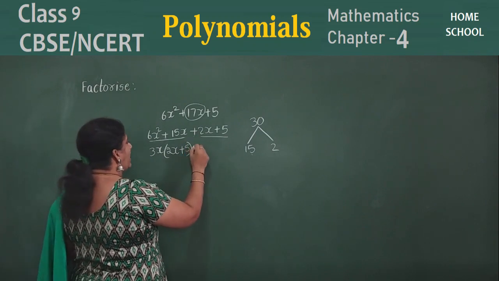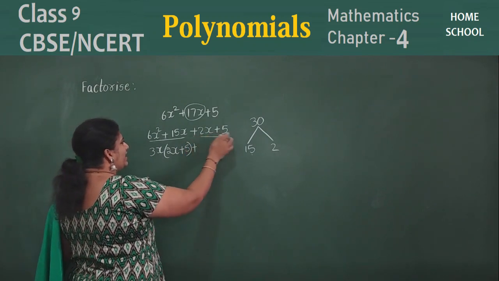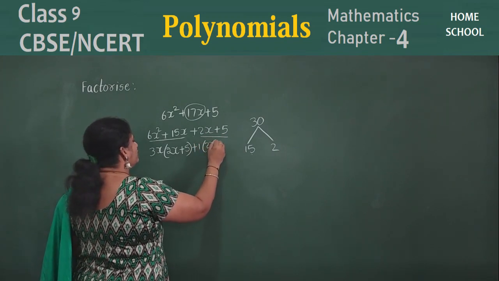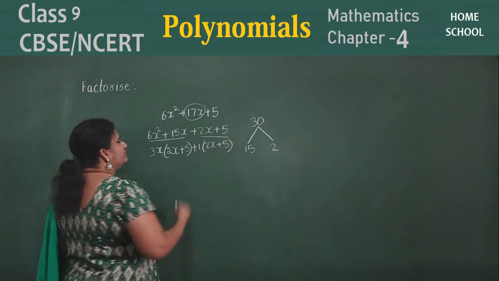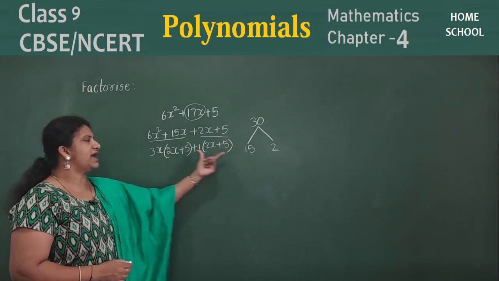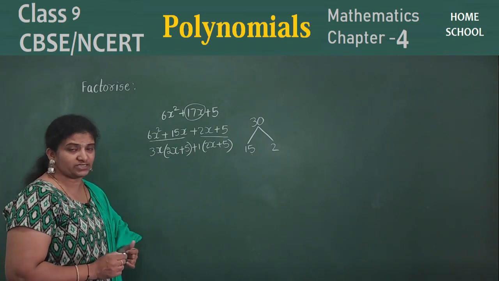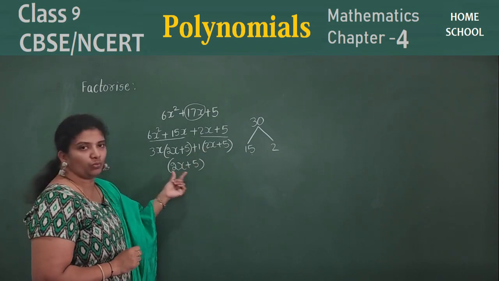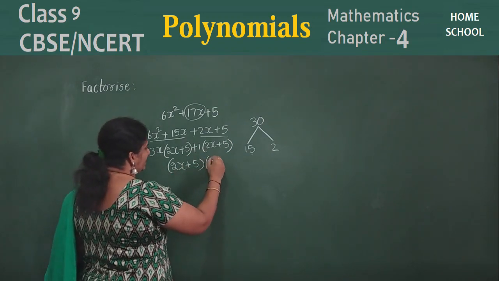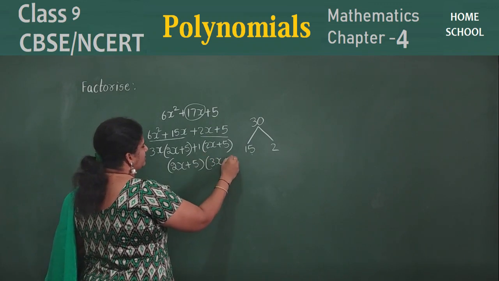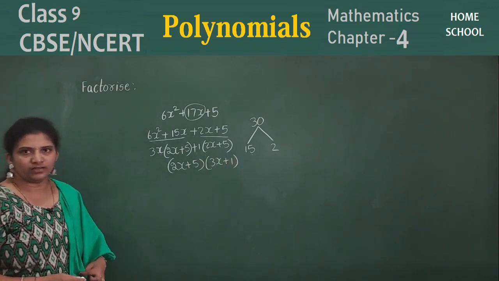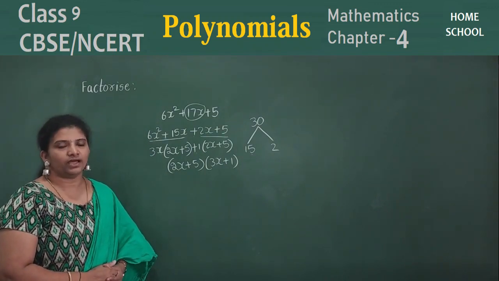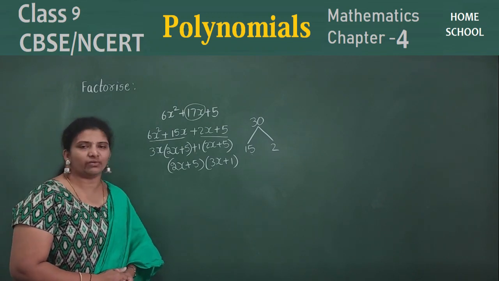Next, what is the sign you have? Plus. And in these two, anything you can take out common? Nothing. Nothing means you need to write here 1. 2x plus 5. Now you consider this and this. Is there anything common? Yes, 2x plus 5 is common. If 2x plus 5 is taken out, what is left here? 3x, in brackets, plus 1. So this is the way we factorize, children. This is the way we split our equations.